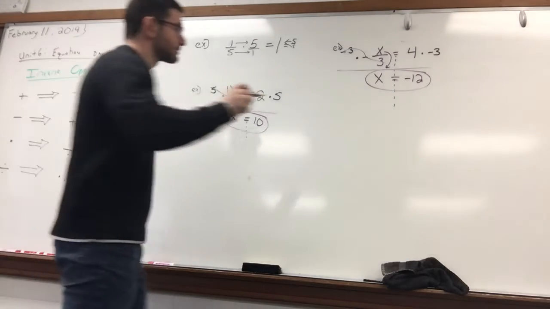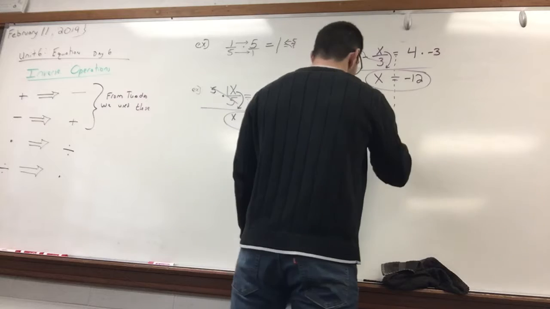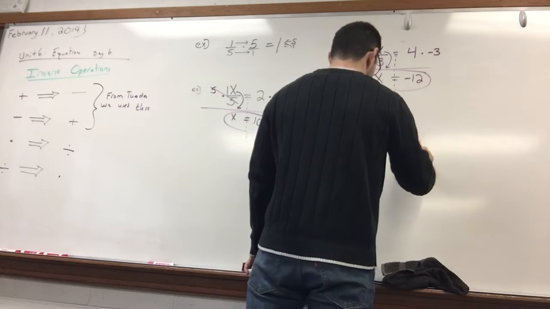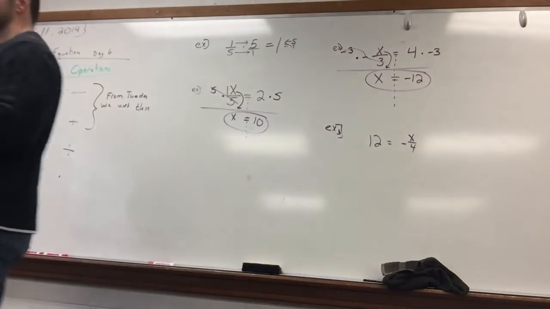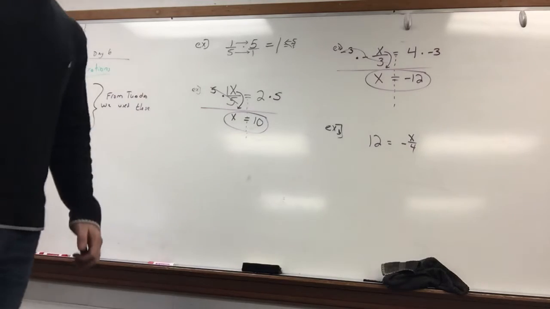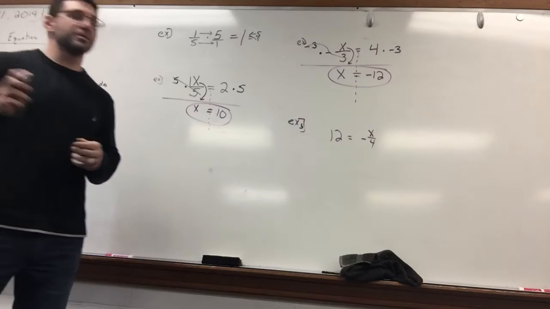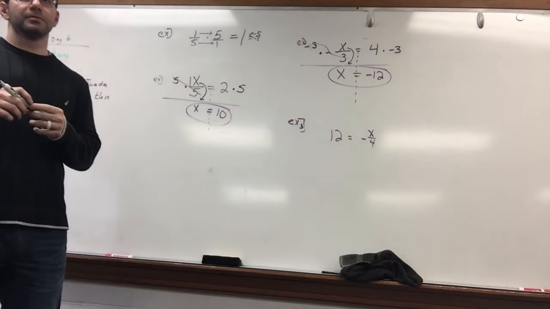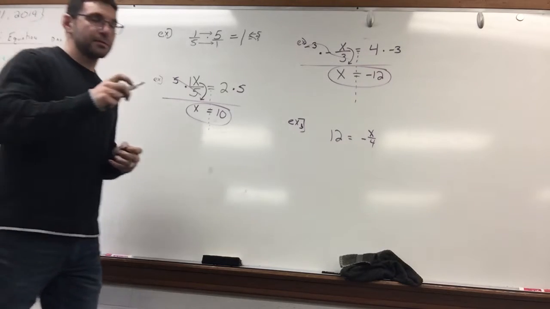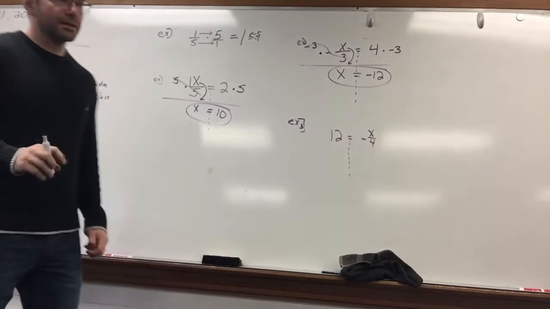Okay, one more. Let's go 12 equals negative x over 4. Okay. First step always, Mr. Bush. What do we have to do? Always, for every equation. Find the balance point. Okay.